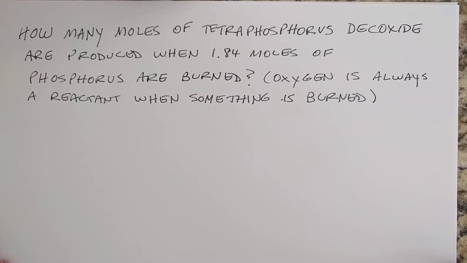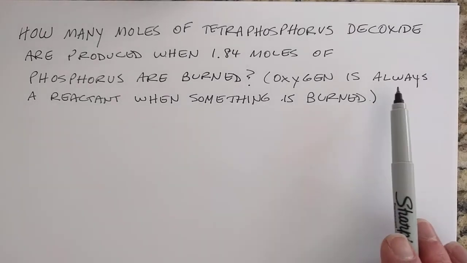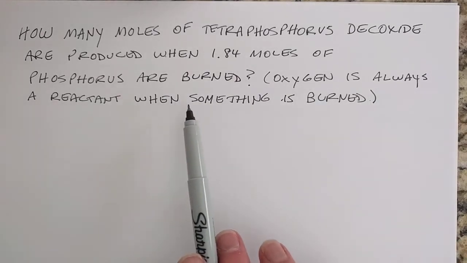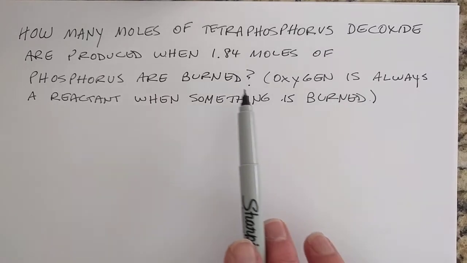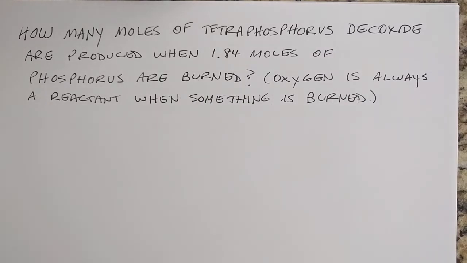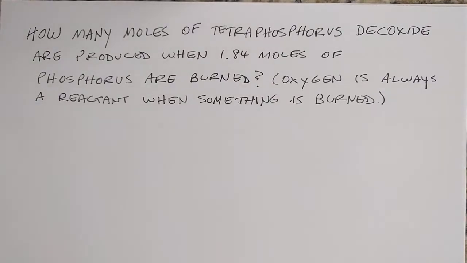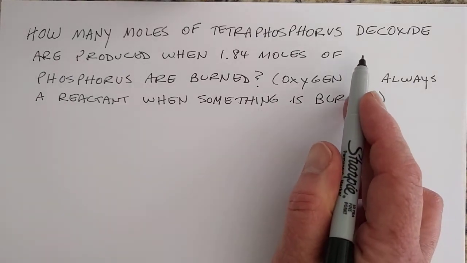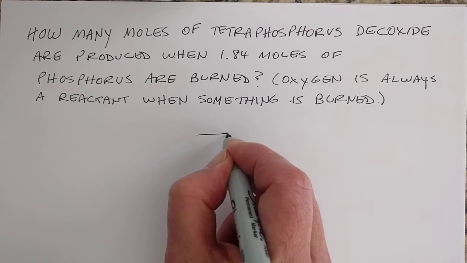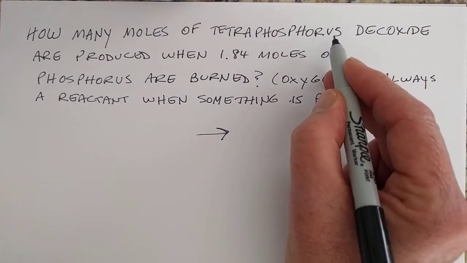How many moles of tetraphosphorus decoxide are produced when 1.84 moles of phosphorus are burned? Oxygen is always a reactant when something is burned. When we have burning, that means we have a combustion reaction. Okay, so we need to write our chemical equation. So how many moles of tetraphosphorus decoxide are produced? That means this is our product.